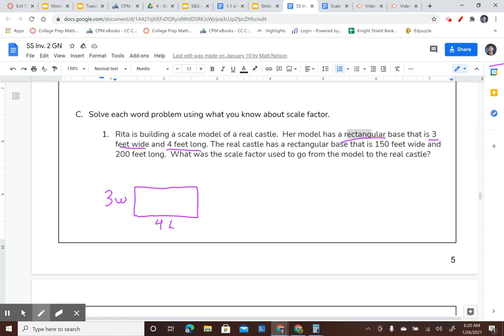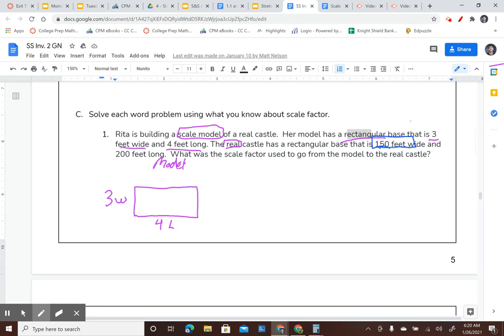The real castle, okay, so this is just a scale model. Okay, this is my model here. So it's just a drawing. It's not going to actually be legit. But the real castle has a rectangular base that is 150. All right, so this is the new actual real deal castle.